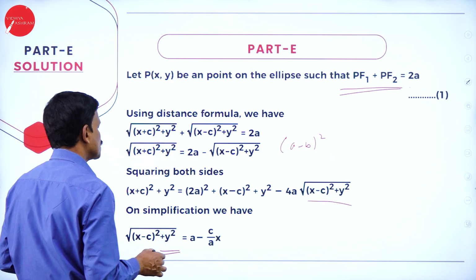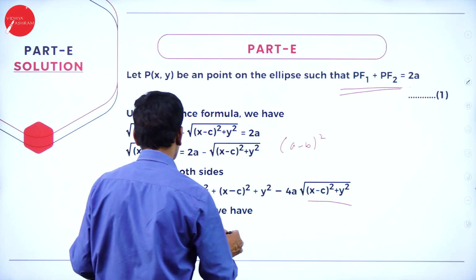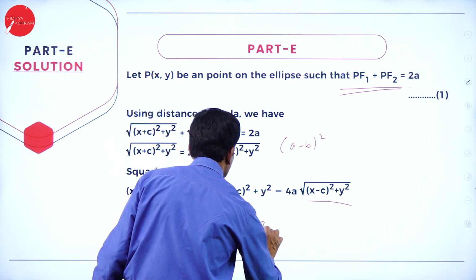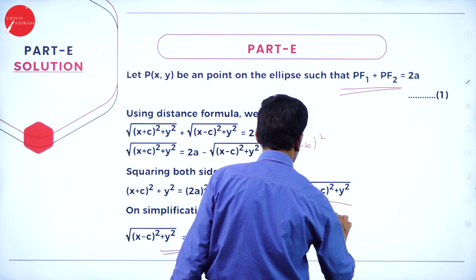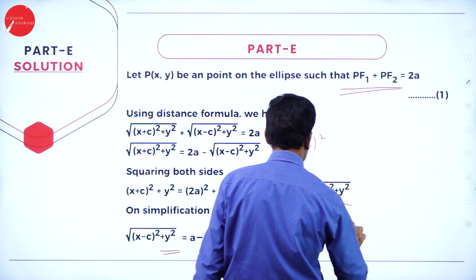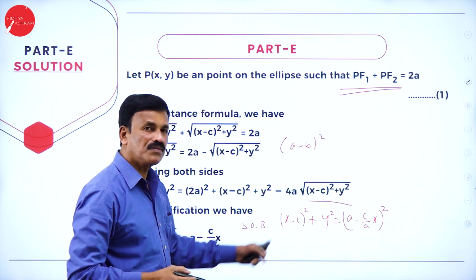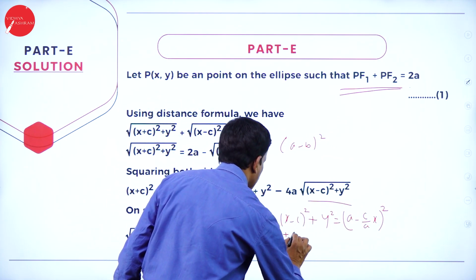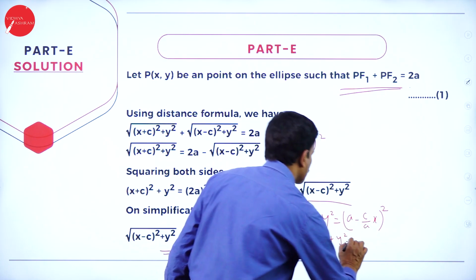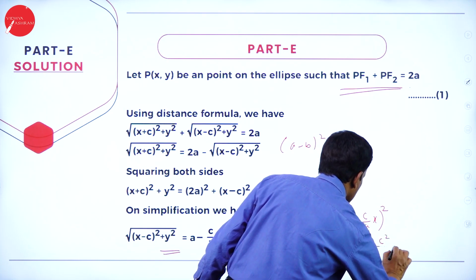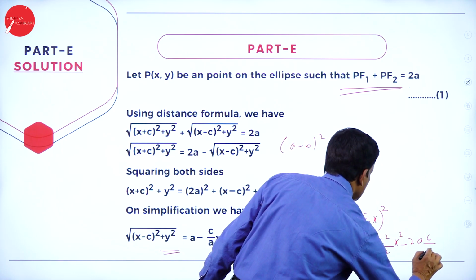After simplification, now squaring on both sides, the square root gets cancelled: (x − c)² + y² = (a − (c/a)x)². Simplify this. If you simplify, a² + b² − 2cx + y², again (a − b)² = a² + b² − 2ab, that is 2a·(c/a)·x.